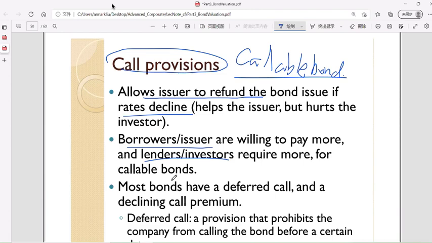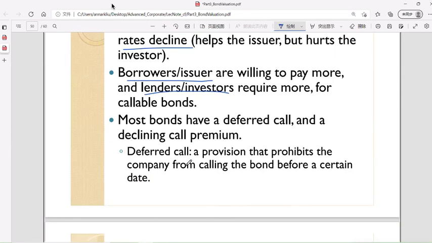Most bonds have a deferred call, to protect the interest of investors, and a declining call premium. So what do we mean by deferred call? A provision that prohibits a company from calling the bond before a certain date. So before a certain date, you cannot repurchase a bond. The call premium is higher when you call back the bond earlier. If you call back the bond later, then the call premium decreases. That's what we mean by declining call premium.